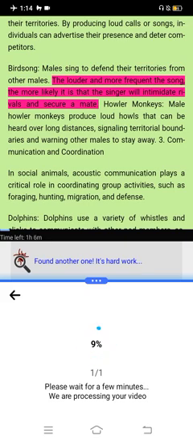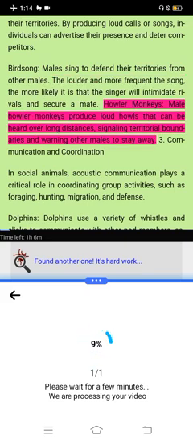a mate. Howler monkeys. Male howler monkeys produce loud howls that can be heard over long distances, signaling territorial boundaries and warning other males to stay away.